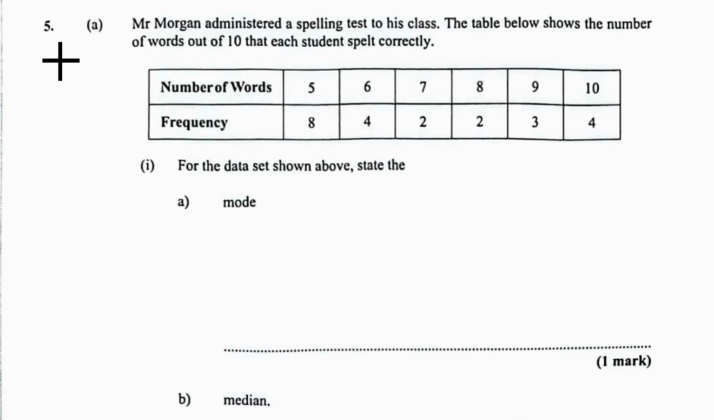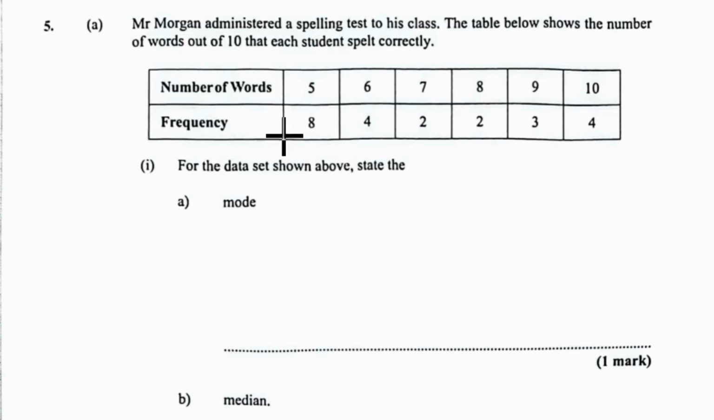Okay, so for the first part of this question, part A, we are given a table which represents the results of a spelling test. In the spelling test, each student was given 10 words, and the number of words they spelled correctly is represented on the top row, and the frequency, or how many times this result was obtained, is represented on the bottom row. So usually with these questions you get a count of something. In this case, the frequency is the count and the something is the number of words.